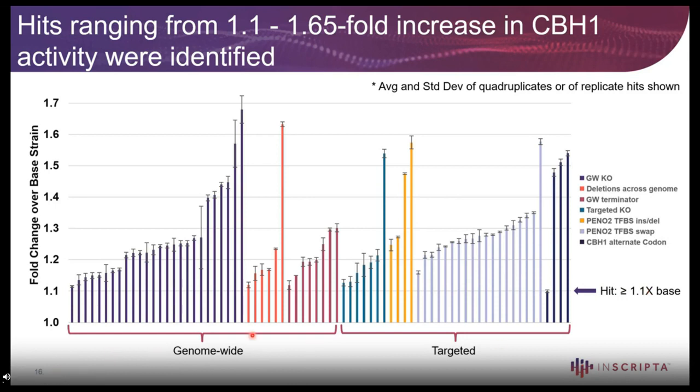And you can see that with the two strategies, whether genome-wide or targeted, we were able to identify a bunch of different hits from them, some of them into the 1.5 to 1.65-fold range. And it was nice to see that even with the CBH1 alternate codon library, we were able to pull out some really nice hits.